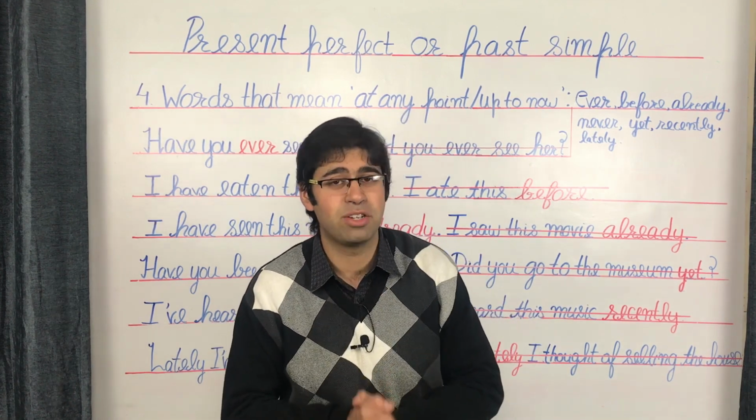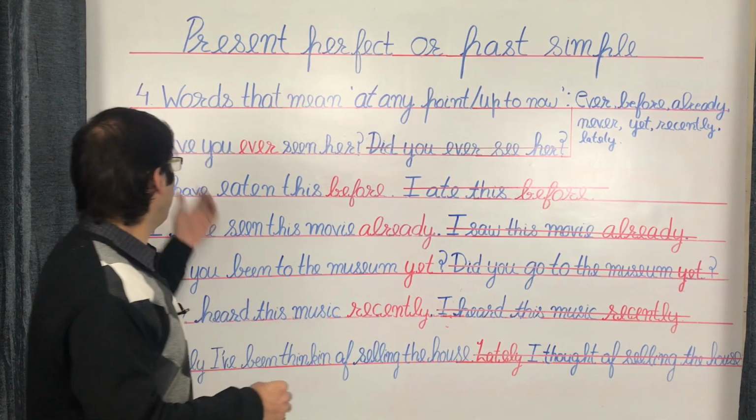Now I believe we can safely move ahead to the examples. We've got the first sentence as, have you ever seen her?